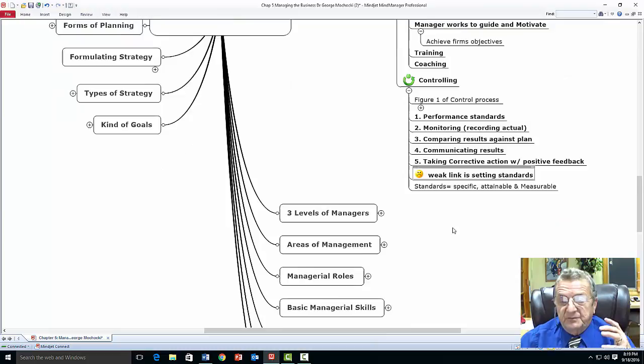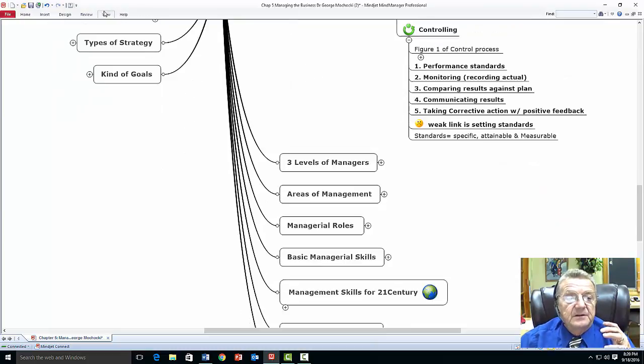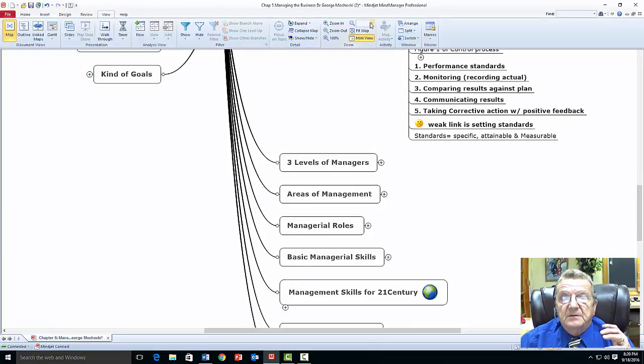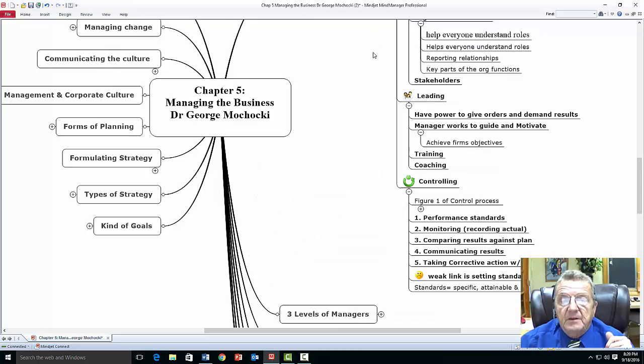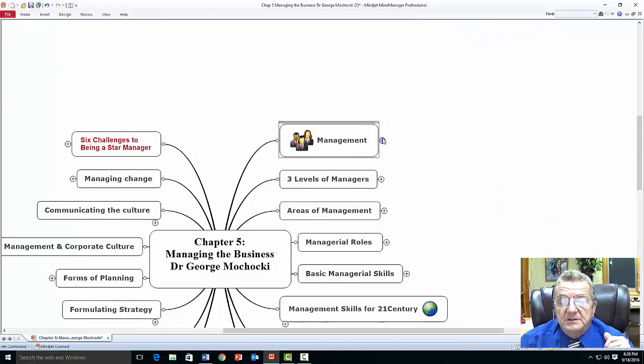The weak link is what I want to bring out. The weak link is setting the standards, either too weak or too strong. Stretch individuals, don't burn them, stretch them high here. Okay, that takes care of our management.